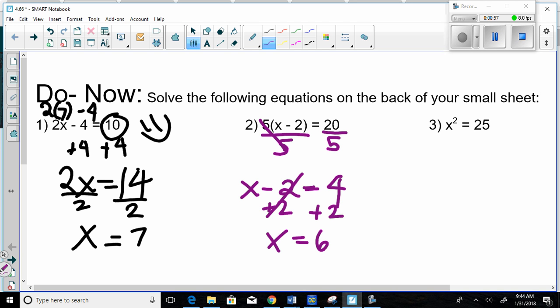So remember, PEMDAS, parentheses comes first. What's 6 minus 2? 4. Times 5? 20. And so I know I did it correctly. Here's my smiley face.